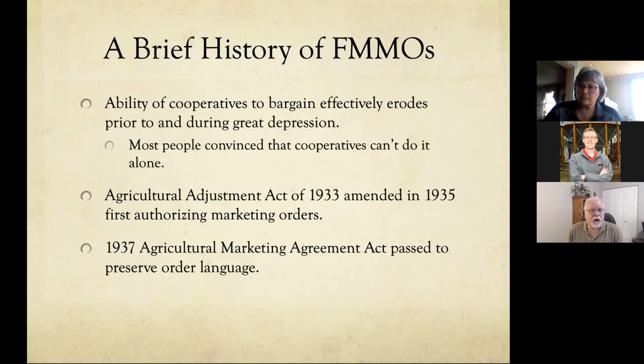So just to give you a very brief history of federal milk marketing orders, we saw back in the late 1800s, and a lot of what we have in a federal milk marketing order came from what co-ops were doing back then. Co-ops were having a hard time bargaining effectively, and that was particularly true during the Great Depression of the 1930s. And most people were convinced that co-ops just can't do it alone. By the time we got to FDR in the White House, he was taking input from a lot of people to try a bunch of different things. And one of the things that came out of the Agricultural Adjustment Act was this idea about marketing agreements.